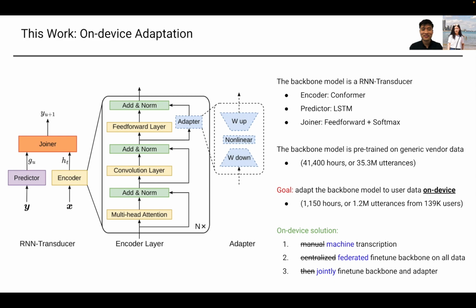First, human transcription is infeasible on device, so we will need to use machine transcription instead. Second, instead of centralized training, we need to use federated learning to collectively train one single model, the backbone model, across many different devices. Finally, to cope with the potential data retention constraints, we propose to jointly fine-tune the backbone with federated learning and the adapter with personalization. We'll talk about that in a second.